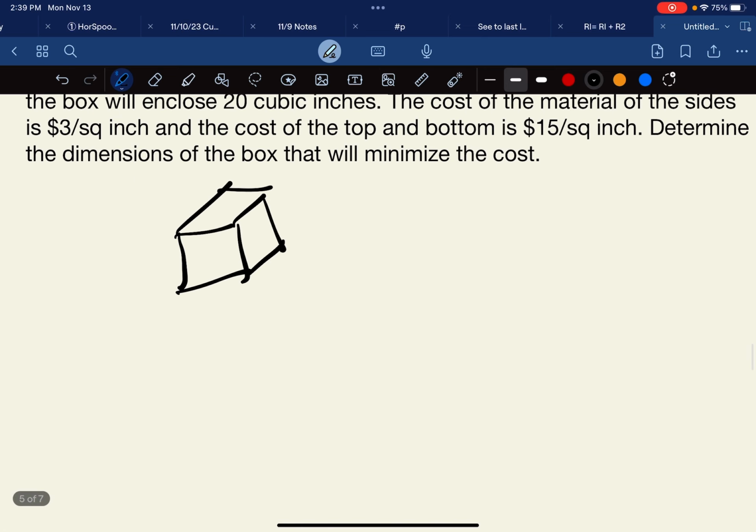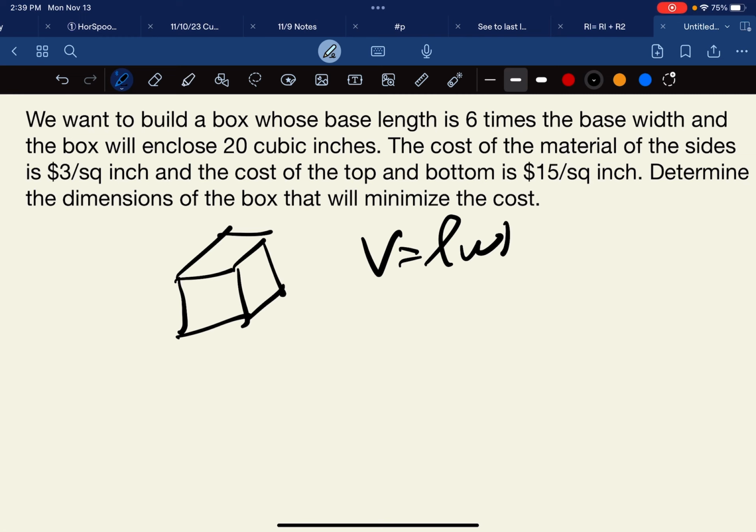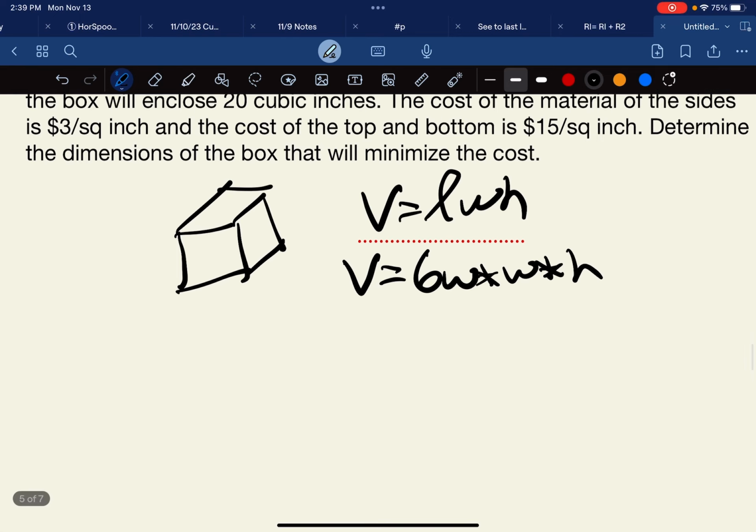And so the volume of a box is going to be length times width times height. However, we're given that our base length is 6 times the base width. So it's going to be 6W times H is going to be our volume.